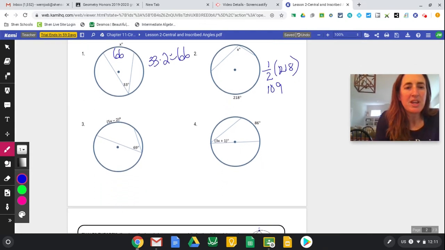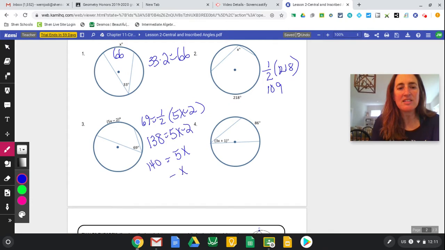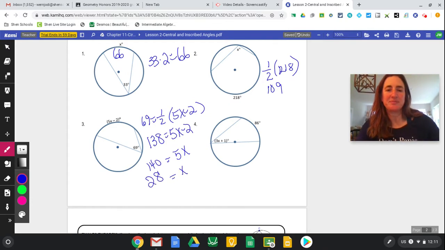Okay, here we go. This angle 69 has to be half of 5x minus 2. Well, I don't want to take half of 5x minus 2, so I'm going to multiply the other side by 2. So that becomes 138 equals 5x minus 2, or 5x is going to equal 140, and in this case, it's going to be 28 when I divide by 5.